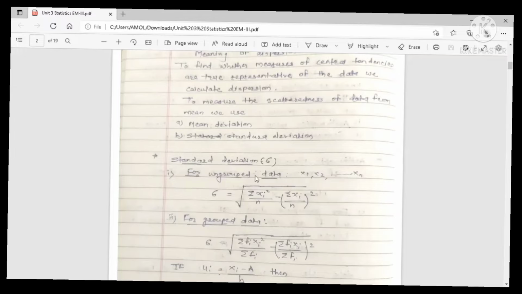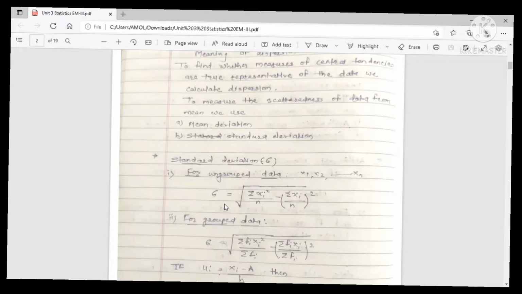Standard deviation, the notation is sigma here. For ungrouped data, what is the formula to find the standard deviation? Ungrouped data means only the n number of observations are given, x1, x2, x3 up to xn, and frequencies are not given. It means that every observation is appearing only once. So it is also called ungrouped data.